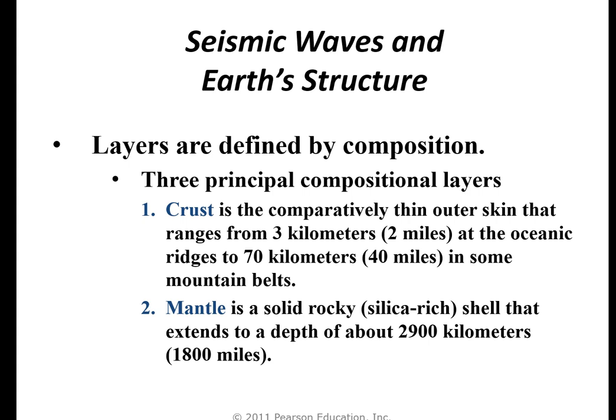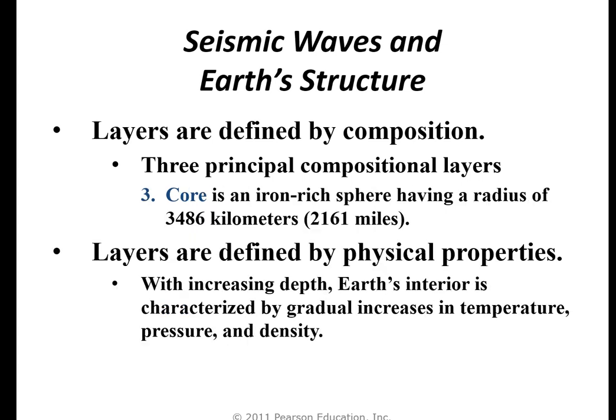So we know we have three compositional layers in the Earth's interior. The crust is a comparatively thin outer skin, which can range from about 2 miles thick at the oceanic ridges to 40 miles in some mountain belts. So over continents, the crust is thicker than in the ocean. The mantle is a solid, rocky, silica-rich shell that extends to a depth of about 1,800 miles. The core is an iron-rich sphere having a radius of about 2,100 miles.